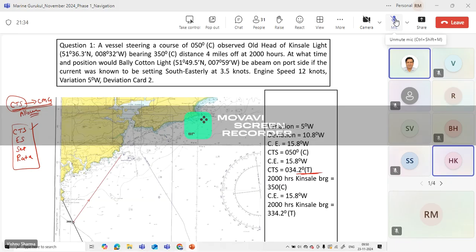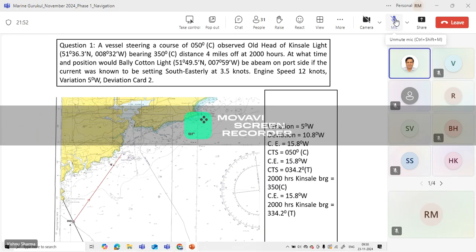If I am to make a triangle for 1 hour, don't say engine speed, say engine distance for 1 hour, because you'll cut off the engine distance. So 12 miles. You'll open your compass 12 miles on the latitude scale, put it at the 2000 hour position and cut off on this CTS line and you get point B. Correct. So now you have used CTS, you have used engine speed by using the engine distance.